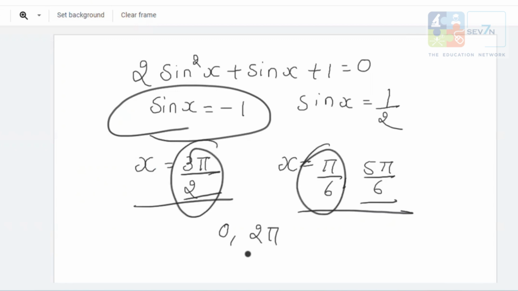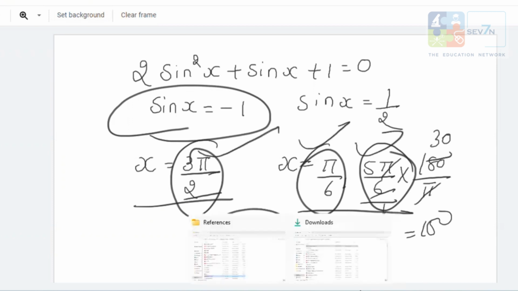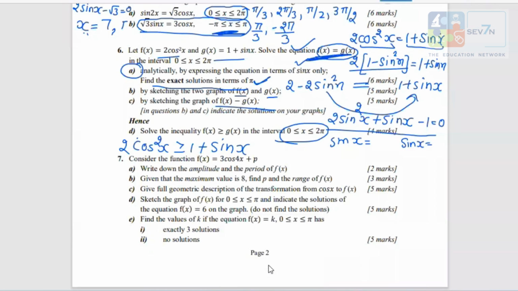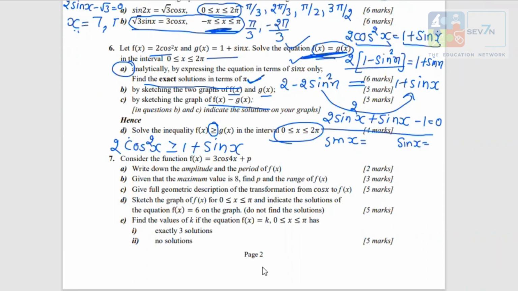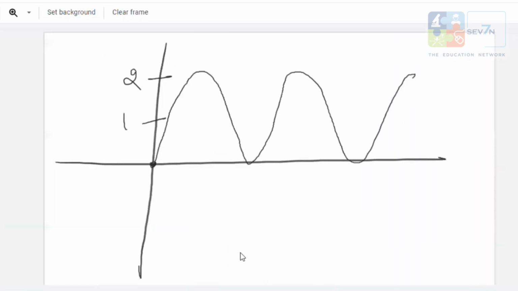Clear? Can you tell me whether this belongs to 2 pi? Yes, this belongs to 2 pi. This is just 150 degrees. So all the three angles are lying between 0 to 2 pi. So this is your solution. Clear? For this first part, now the condition is greater than or equal to, we'll do 2 times 1 minus sin square x greater than or equal to 1 plus sin x. Can I write it this way, 2 cos square x is greater than or equal to 1 plus sin x, right?